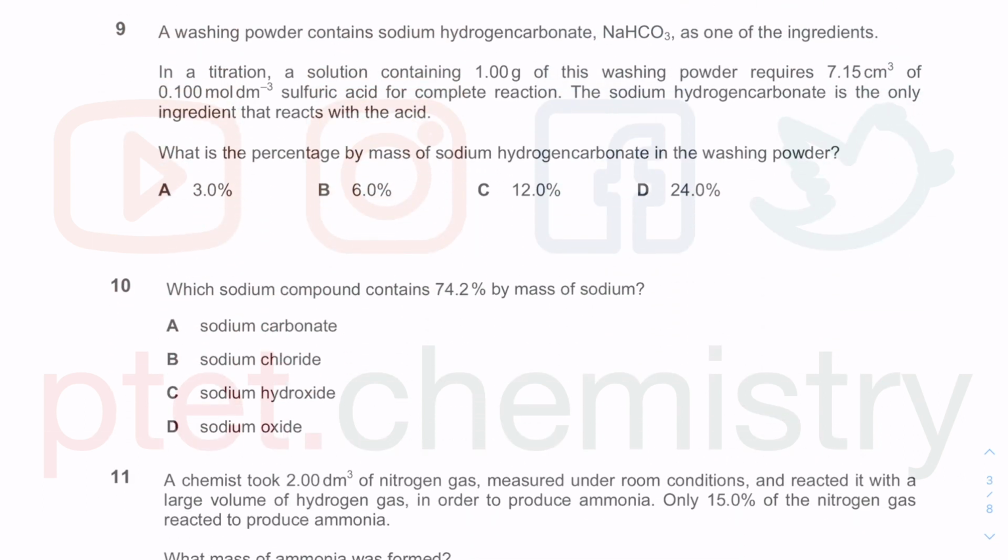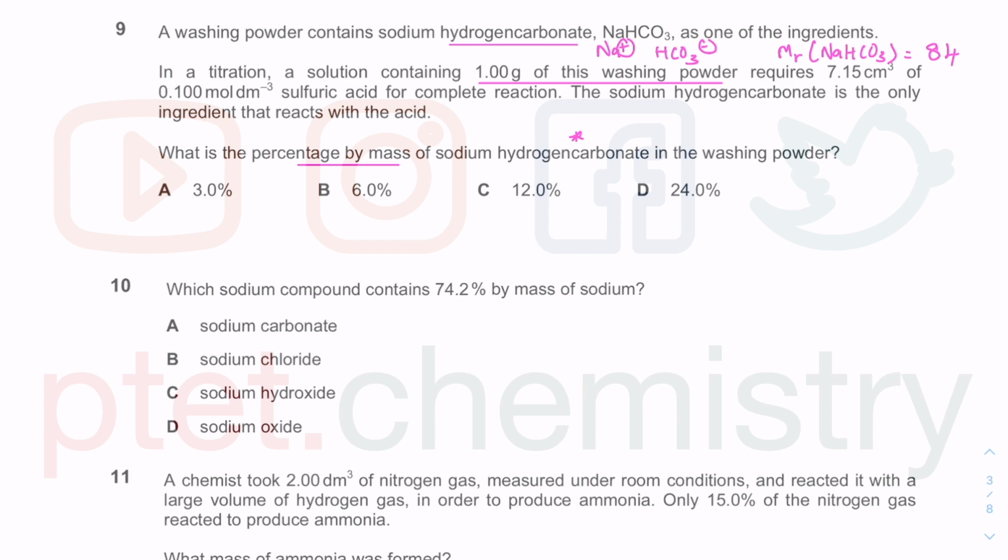Question 9 is about percentage by mass. So it's saying that out of 1 gram of this washing powder, how much of it is this hydrogen carbonate, Na plus, HCO3 minus. From the name itself, you should be able to identify these ions as part of the table of ions that you are supposed to know. Anyway, the formula is given, so we just got to be thinking about the Mr. So the Mr of NaHCO3, you can calculate that. 23 plus 1 plus 12 plus 16 times 3, that gives you 84.